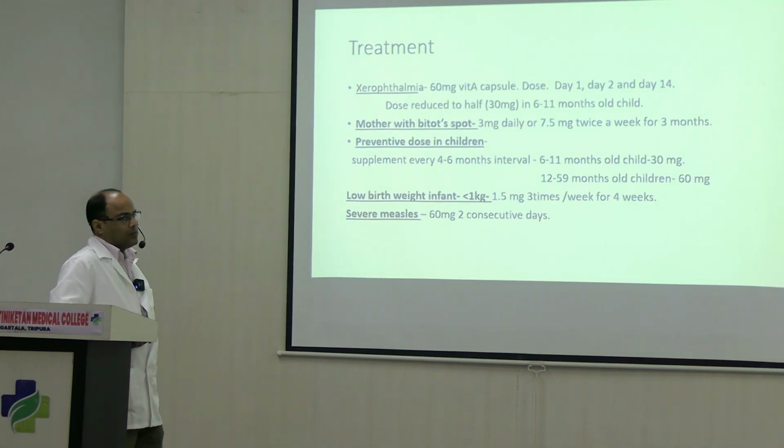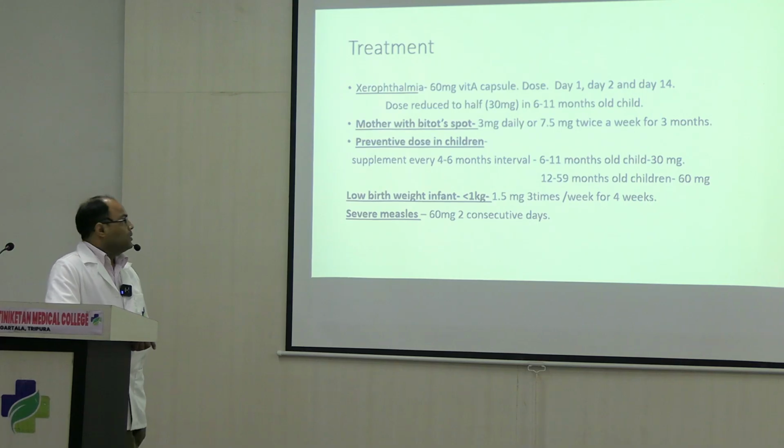Treatment. For xerophthalmia, the treatment is a 60 milligram vitamin A capsule. You can give it on day 1, then day 2, and then day 14. In the case of 6 to 11 month old children, you can give 30 milligram, same duration: day 1, day 2, and day 14. And for a mother with Bitot's spot, 3 milligram daily or 7.5 milligram twice a week for 3 months.